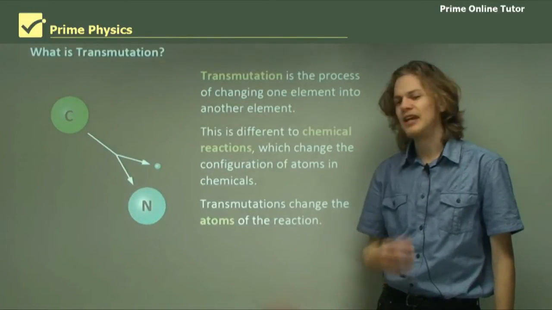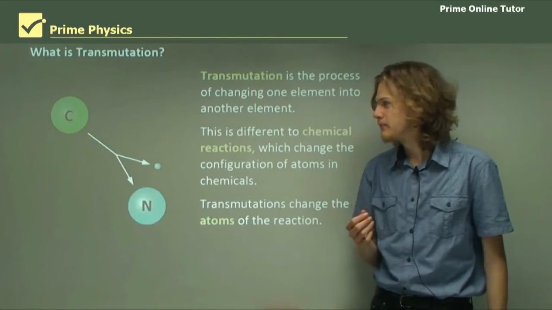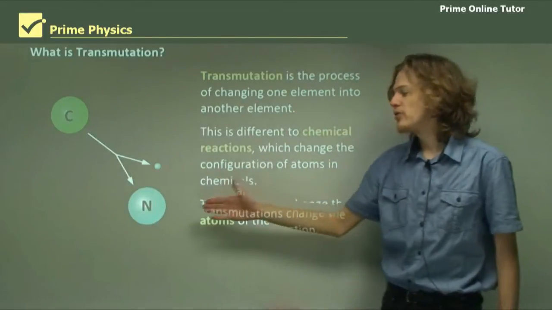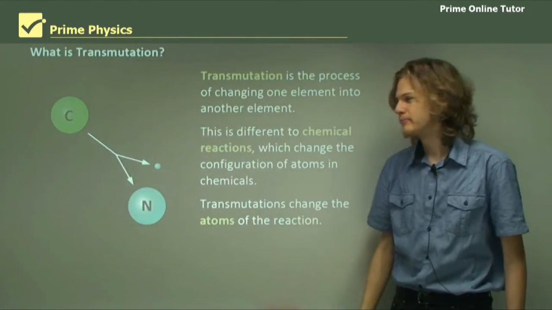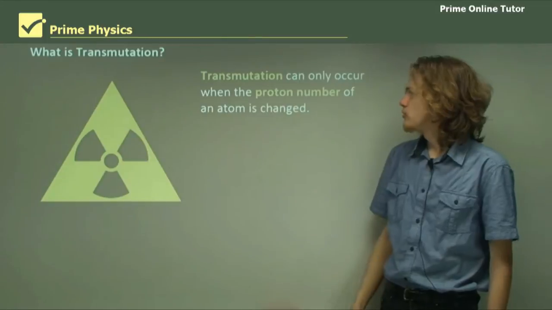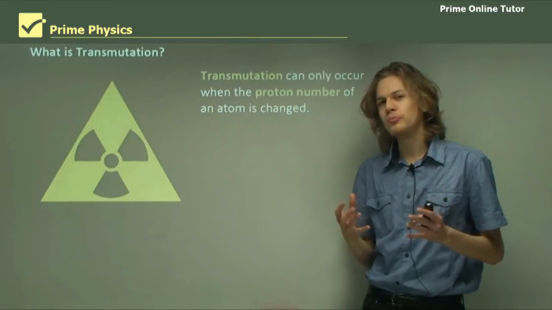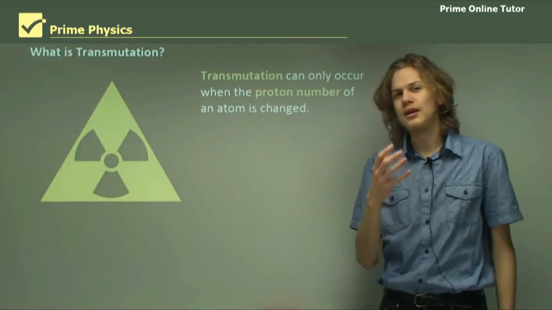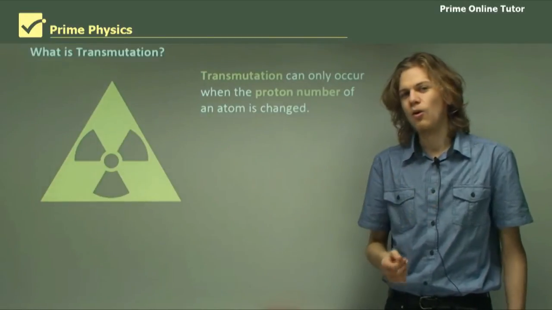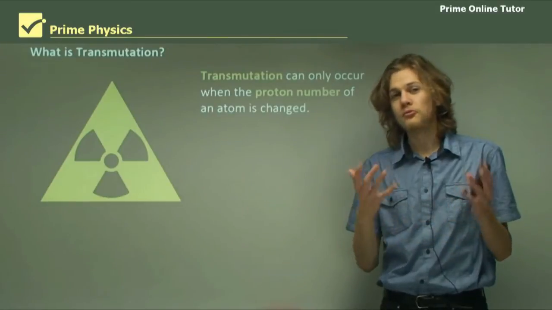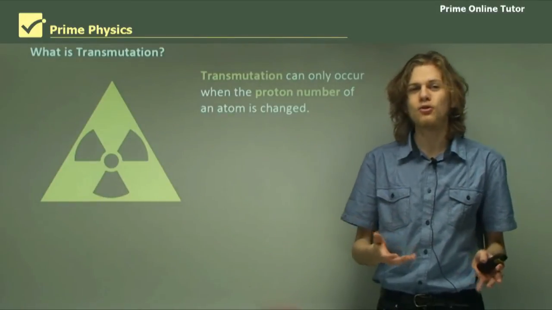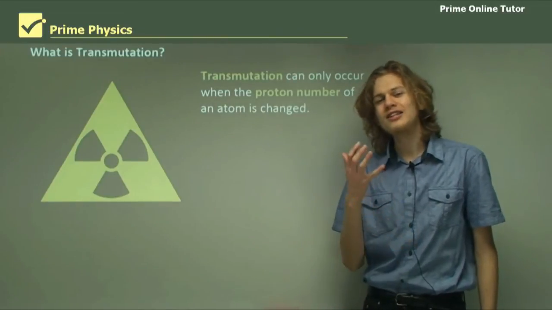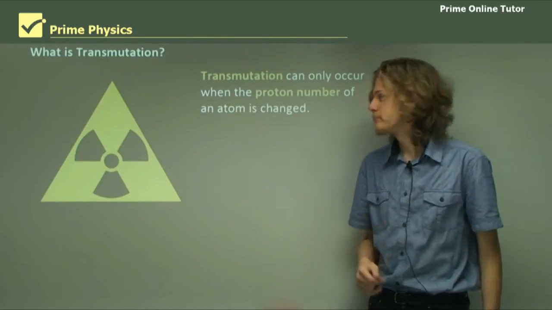So transmutations change the atoms of the reaction. It means that we get something like carbon on one side, and we end up with nitrogen on the other side. So transmutations can only happen when the proton number of an atom changes. Remember, the proton number is what gives an atom its element. All carbon atoms have a proton number of 6. All nitrogen atoms have a proton number of 7. So if we want to change carbon into nitrogen, we need to change the proton number.